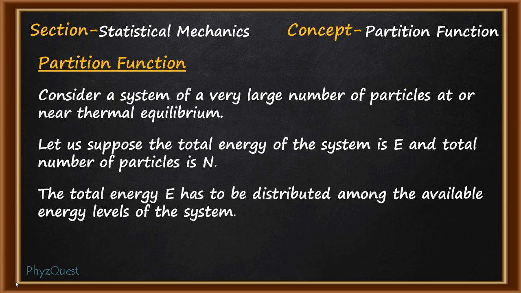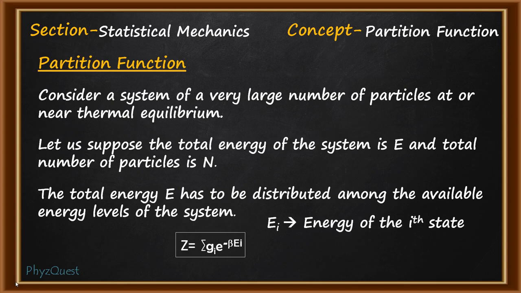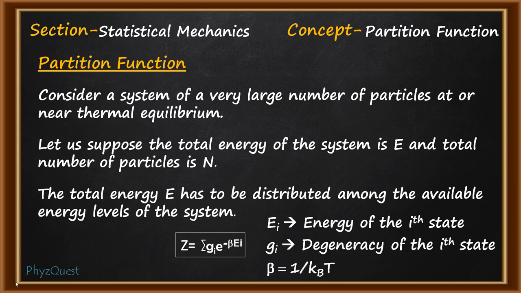So mathematically the partition function is represented by the symbol Z, and the formula is Z equal to summation over Gi e to the power minus beta Ei. Here Ei is the energy of the ith state of the system. Gi is the degeneracy of the ith state, and beta is equal to 1 by kBT, where kB is the Boltzmann constant and T is the absolute temperature.